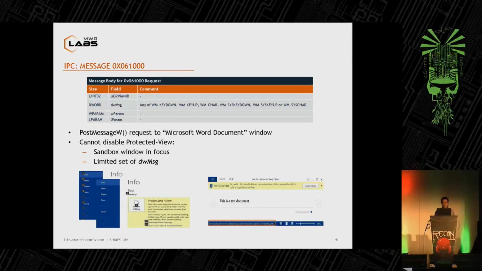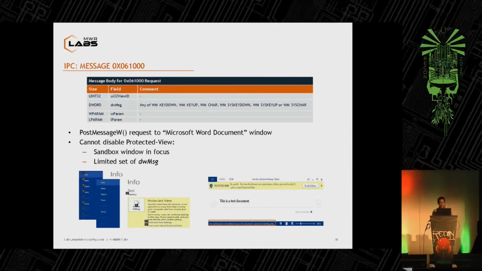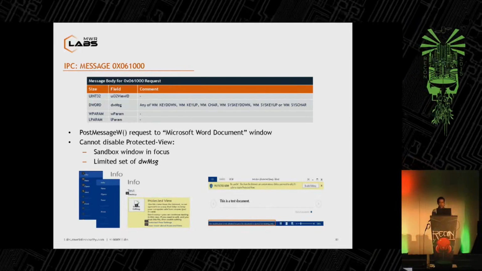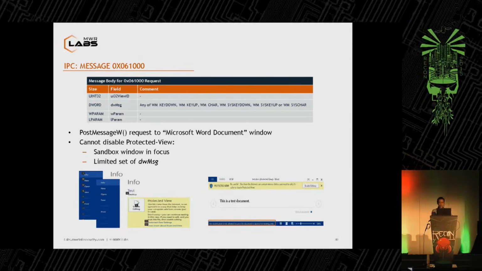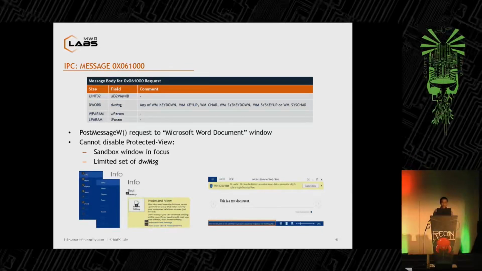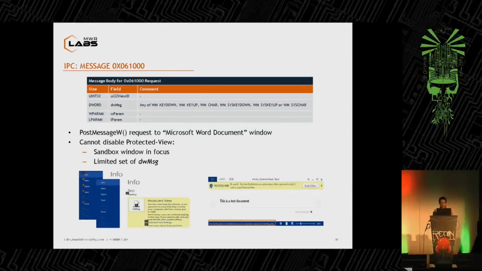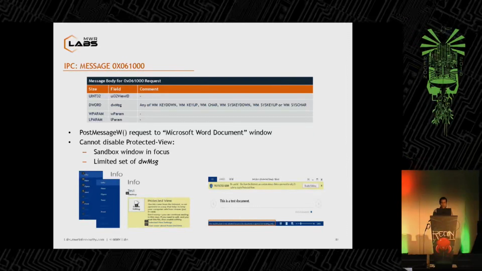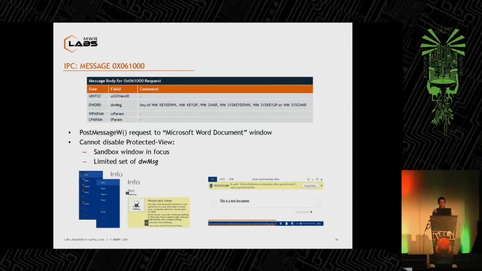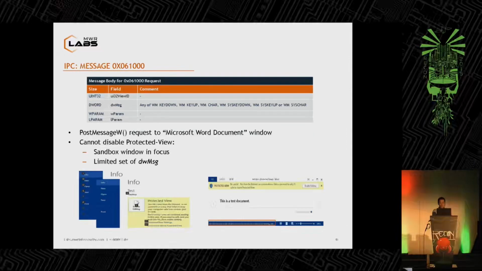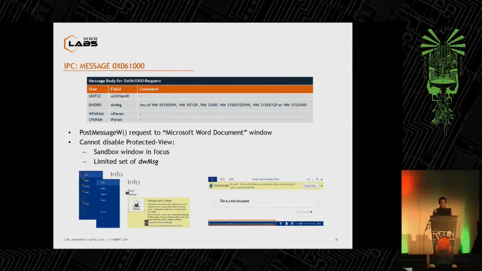So this brings us to the second scenario. Since it has to be in focus, we might want to try brute forcing the screen coordinates and then send mouse click to enable editing directly. But this is also not allowed because the mouse click value is not accepted in the DW message parameter for this request.